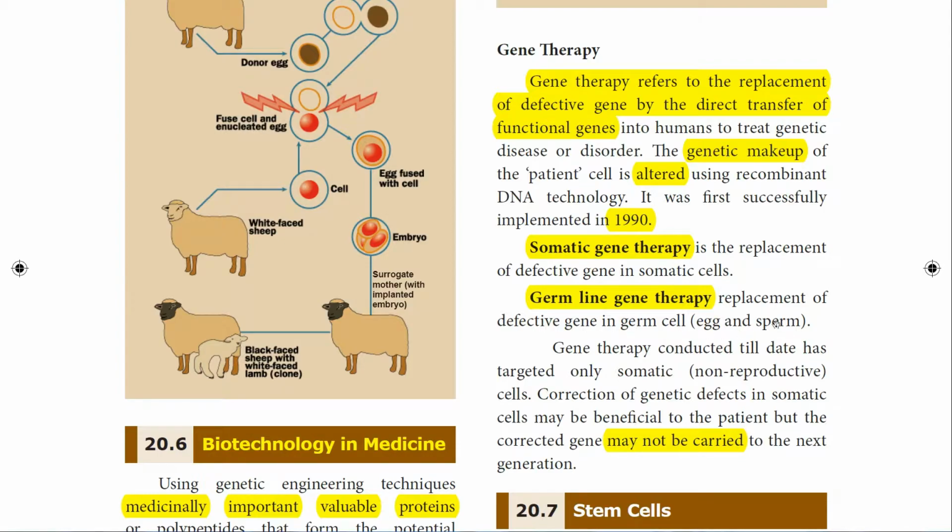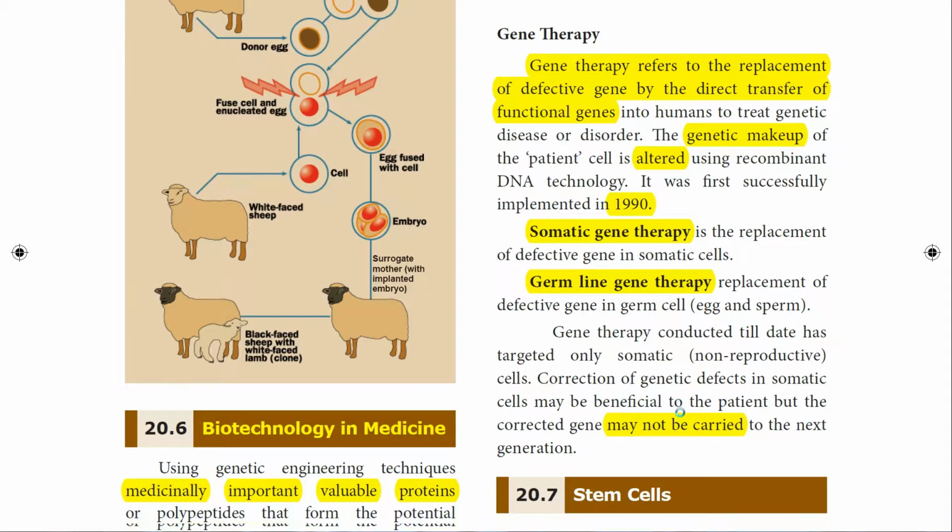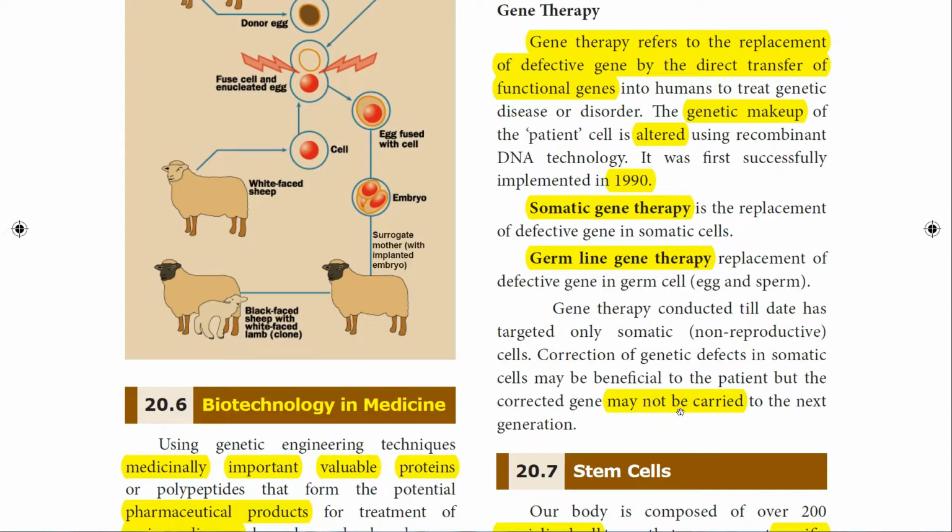Germ cells are the egg cell and the sperm cell. Gene therapy, till now, can be conducted only in the somatic cells.